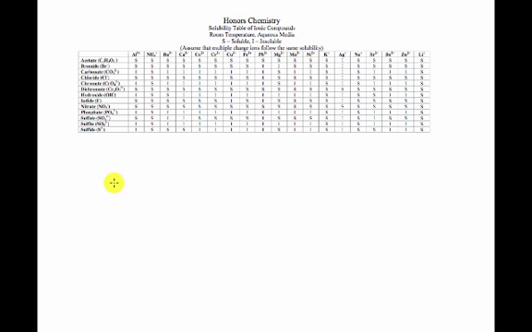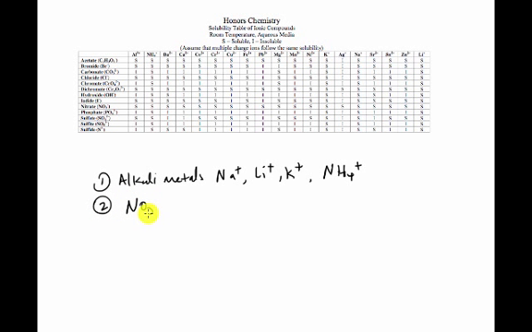Now remember, there's that other set of solubility rules I mentioned, where all alkali metals, so sodium, lithium, potassium, and any of the other alkali metals, and ammonium, are always aqueous. And number two, nitrates are always aqueous. If you remember those two, you can probably get this right every time. But you can also use the chart, it's up to you.